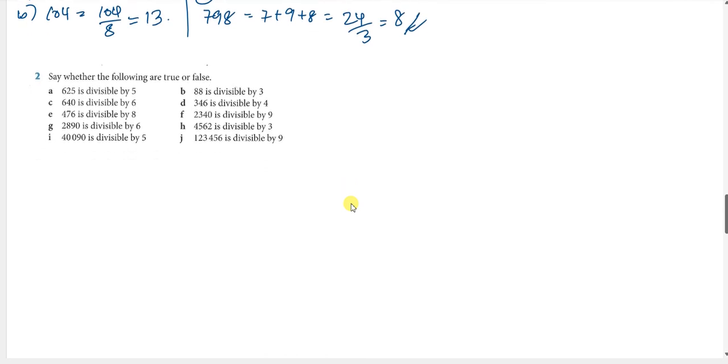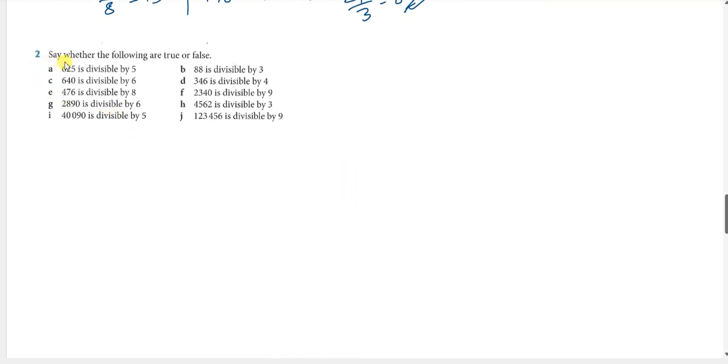Okay. Question 2. Say whether the following are true or false. Okay, so part A. 625 is divisible by 5. Yes, it's true. Why? Because we have the last number ending with 5. Okay, B. 88 is divisible by 3. So let's check. 88, for 3 we have to add the numbers. So 8 plus 8 is equal to 16. 16 cannot be divided by 3. So the answer is false.